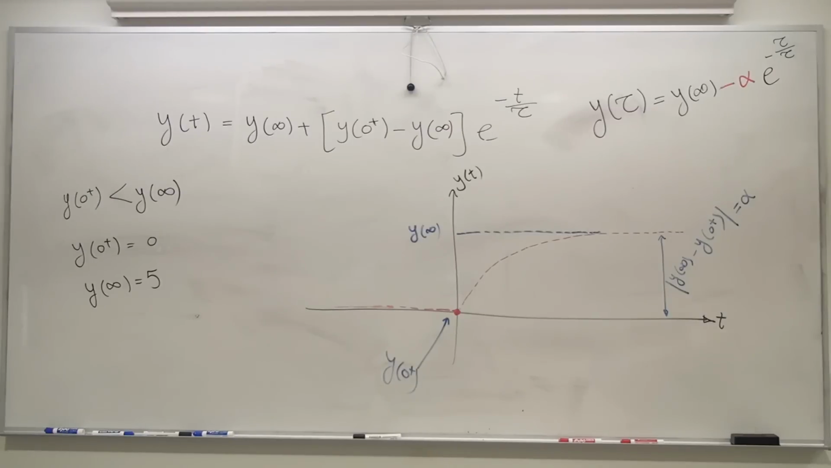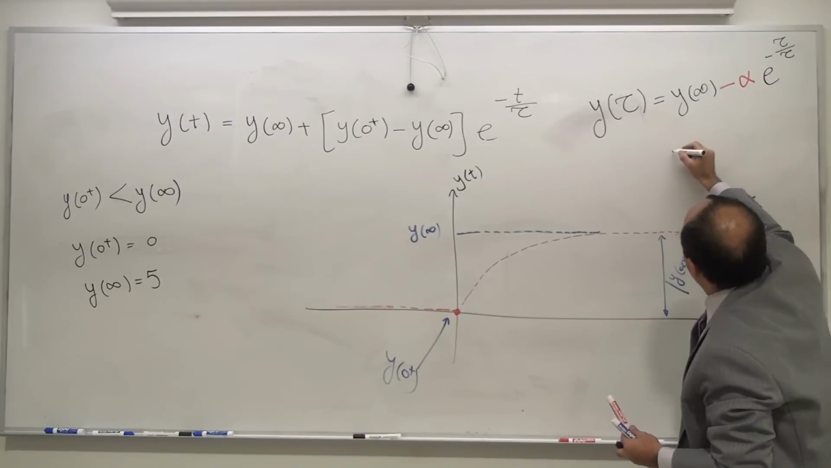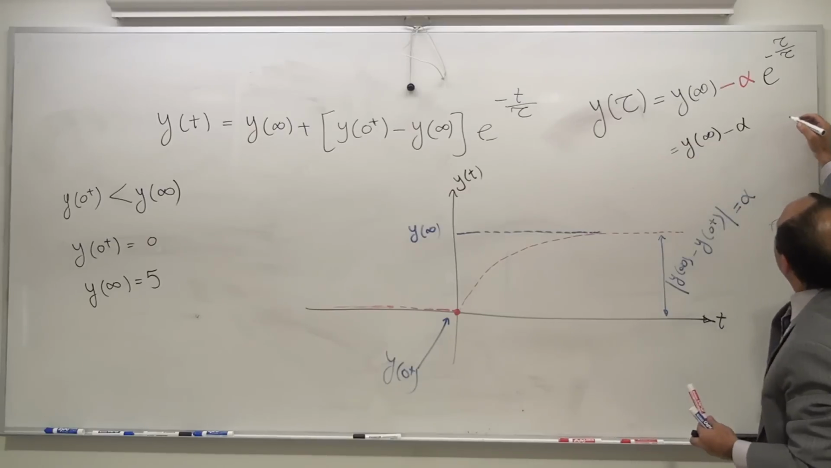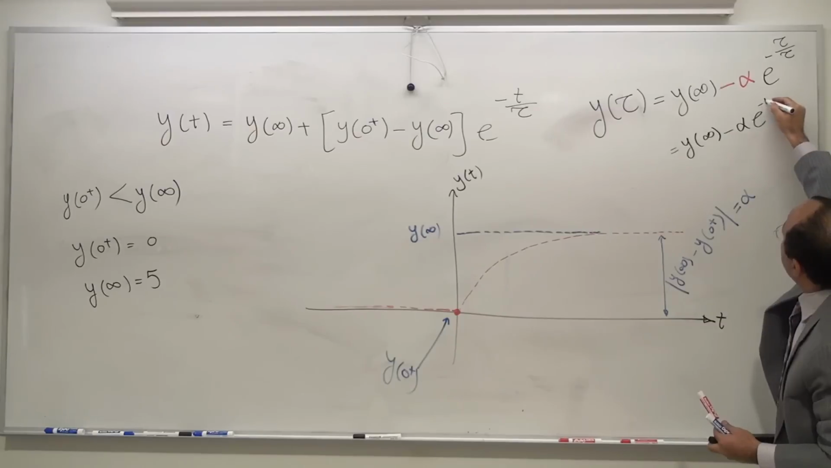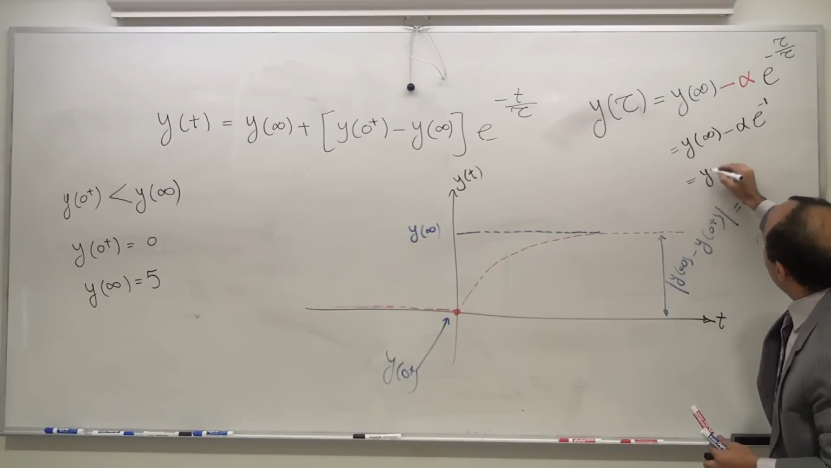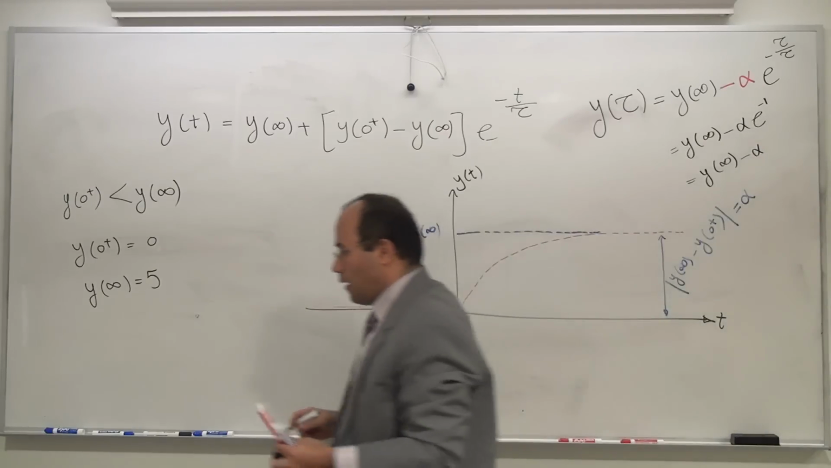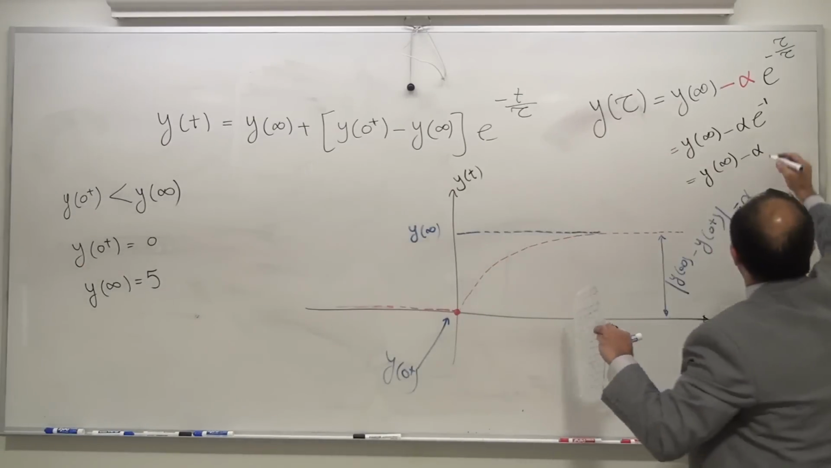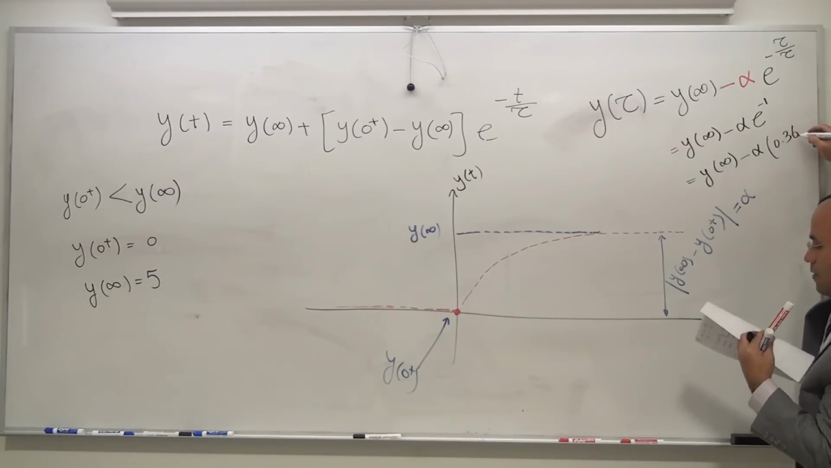Tau divided by tau. T is equal to tau, because I put t as equal to tau. So this one is equal to y of infinity minus alpha e to the power of minus 1. We got the value is 0.3678.